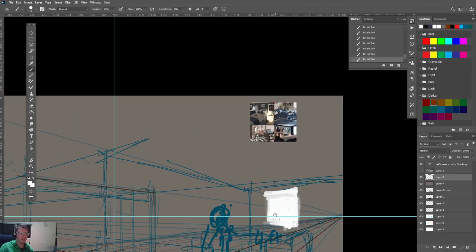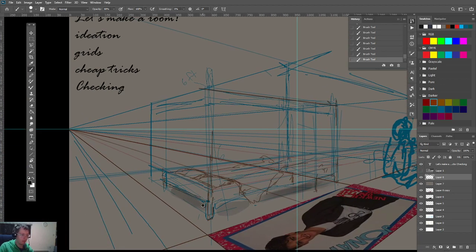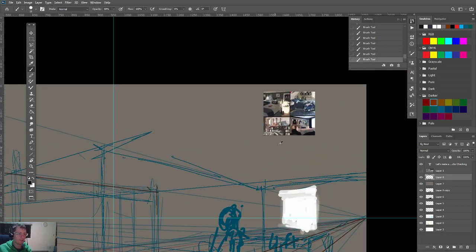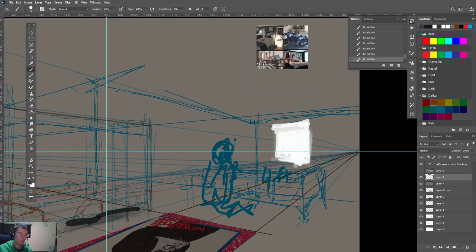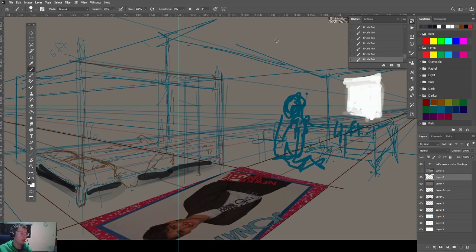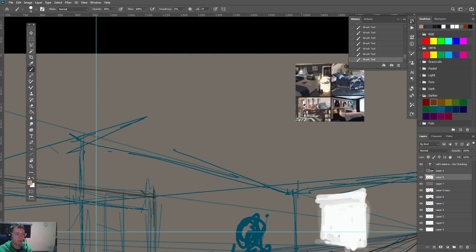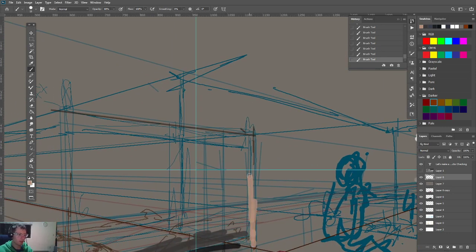So there's my lightest light. My darkest dark. Probably gonna be stuff like under the bed here. Even just that, already there's some sense of lighting just off of that. Maybe some sort of wood colors for the bunk bed. Pew, pew, pew, pew.